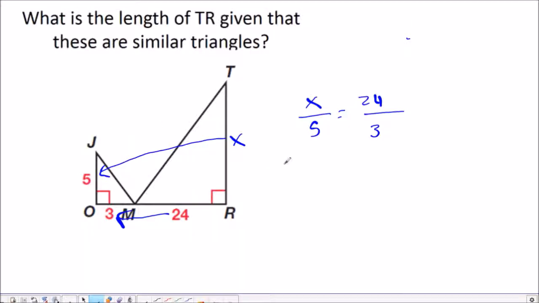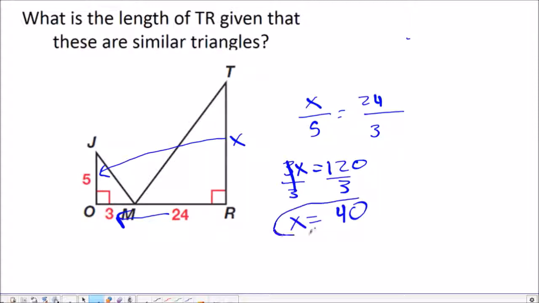When I do that, I get 3x equals, and I'm going to type that in my calculator really quick, 5 times 24, that is 120. Divide the 3 out, and I get x equals 40. All done.